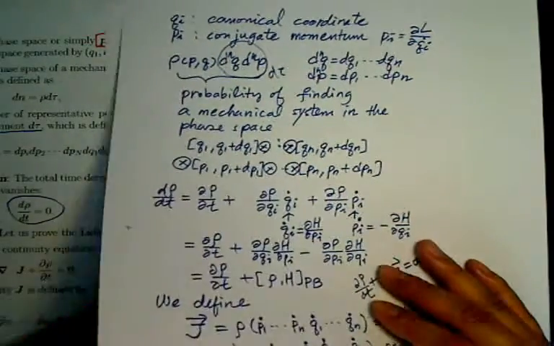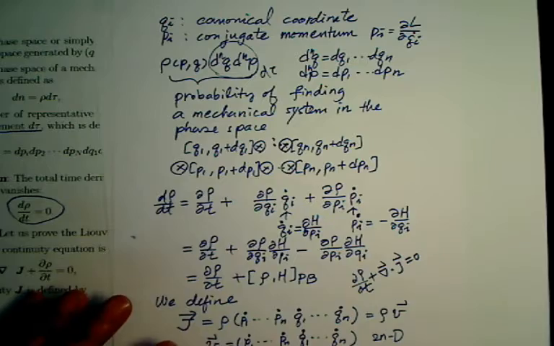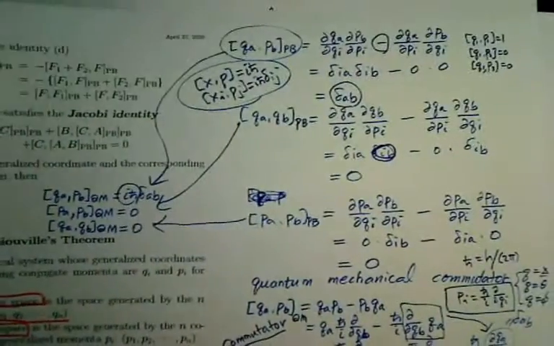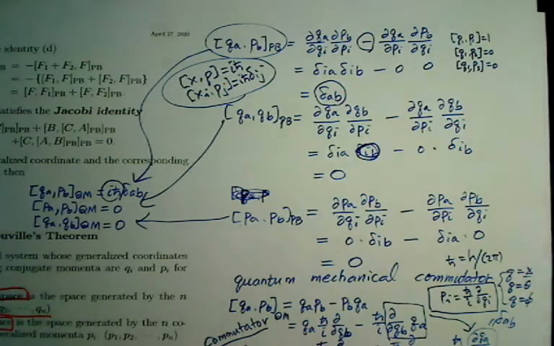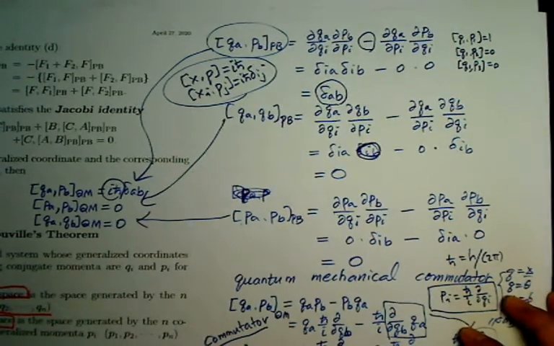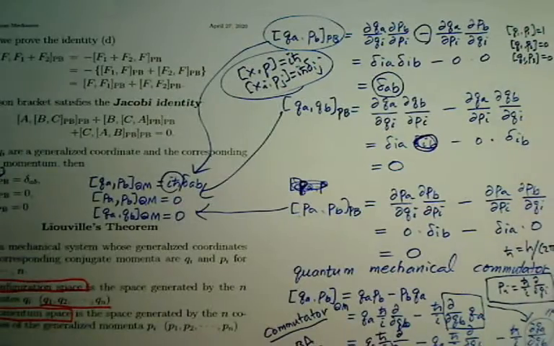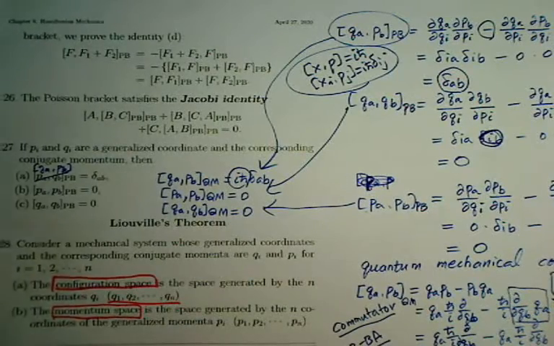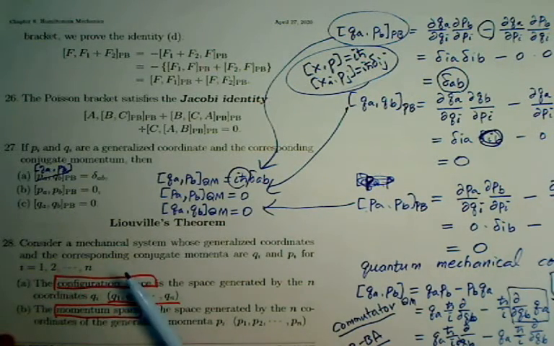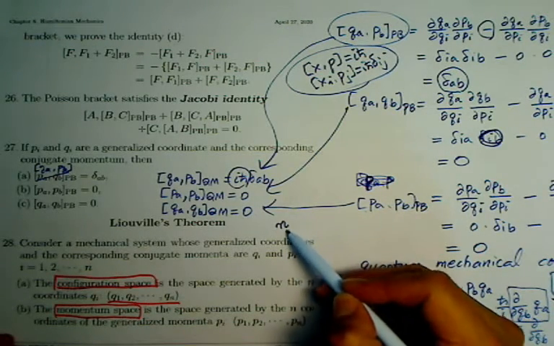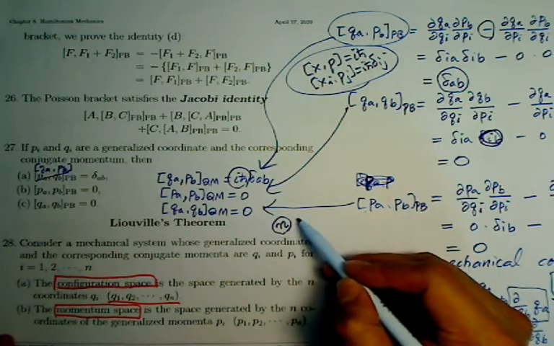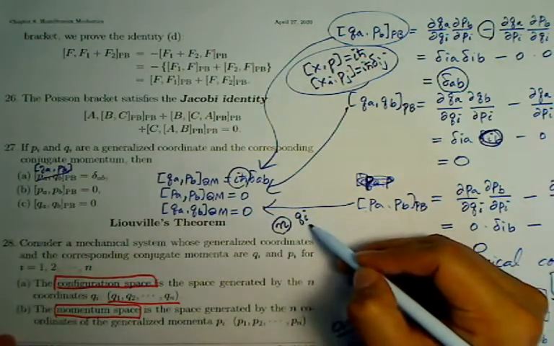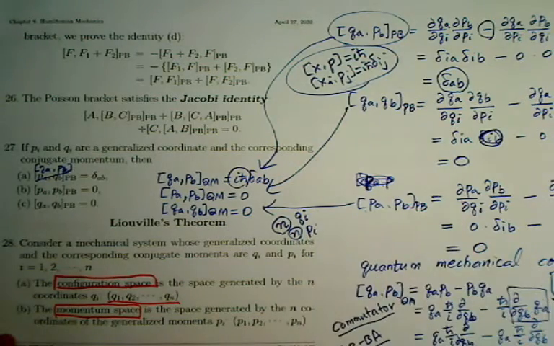So next we consider Liouville's theorem. Liouville's theorem is very important for phase space. It is important for classical mechanics, and important for quantum mechanics and quantum field theory too. The phase space is constructed on two dimensions. If I have n coordinates, we have n coordinates and n conjugate momenta. Phase space is something like that.